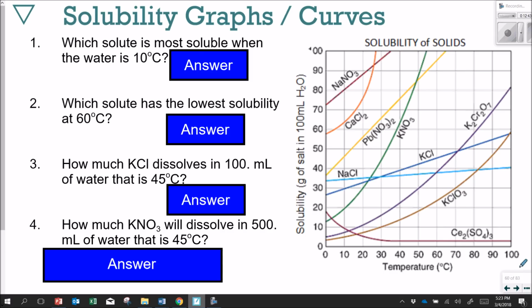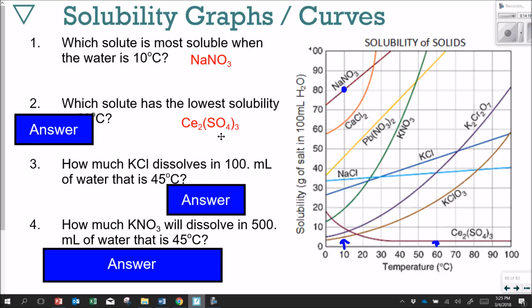We are going to work out 10 examples. Let's start with number 1. Which solute is most soluble when the water is 10 degrees Celsius? So I go to 10 degrees Celsius over here, and I see that sodium nitrate will dissolve the most. Which solute has the lowest solubility at 60 Celsius? So I go to 60 degrees Celsius, and I see that cesium sulfate has the least amount of solute dissolved at that temperature. How much potassium chloride dissolves in 100 milliliters of water, that is 45 degrees Celsius?